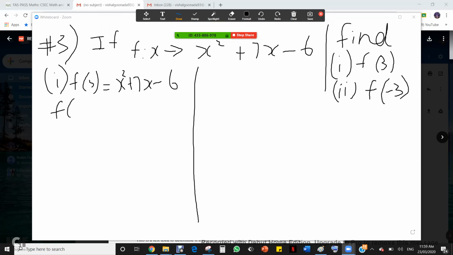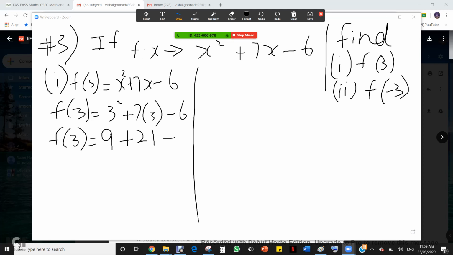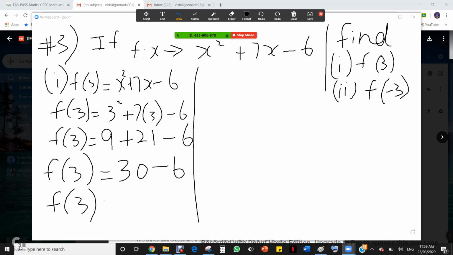So f of 3 is equal to 3 squared plus 7 into 3 minus 6. So 3 squared is 9. 7 3s are 21, so plus 21 minus 6. So f of 3 is equal to, 21 plus 9 is 30. So f of 3 is 30 minus 6, which is 24. Right, Bala? You understand it? Yeah, I get it. Okay.